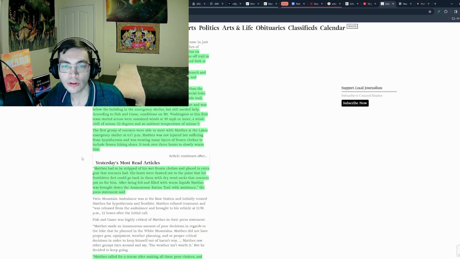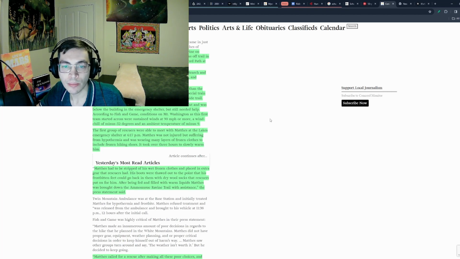By then, the victim made his way, which I'm not naming his name. I mean, it's on here, but I'm not. Poor guy. I mean, he made a bunch of dumb decisions, but the victim made his way to the Lakes of the Clouds Hut and was below the building in the emergency shelter, but still needed help.